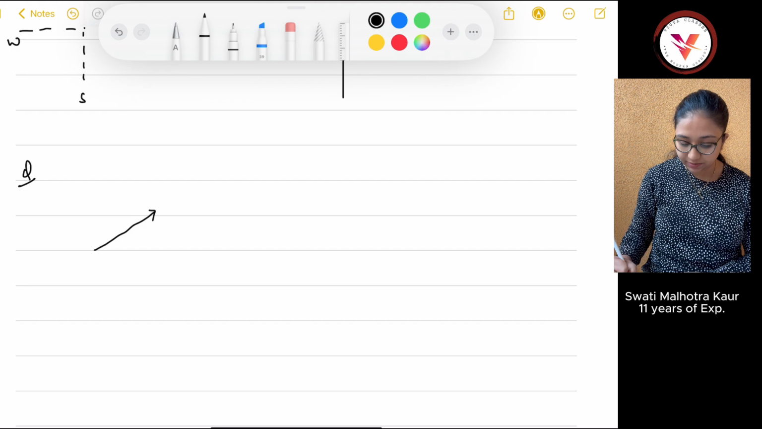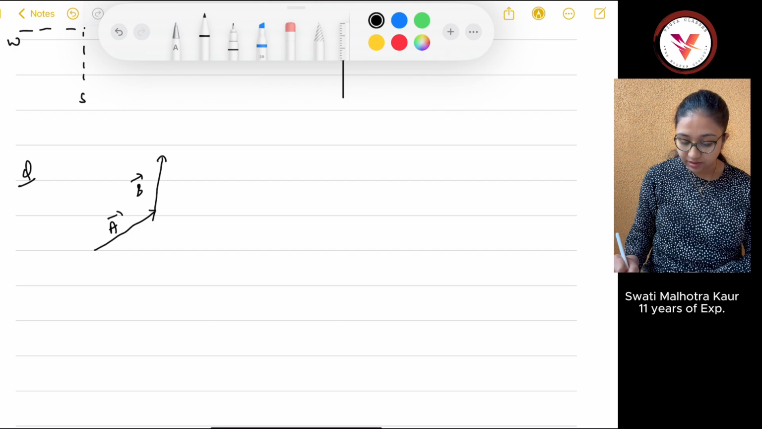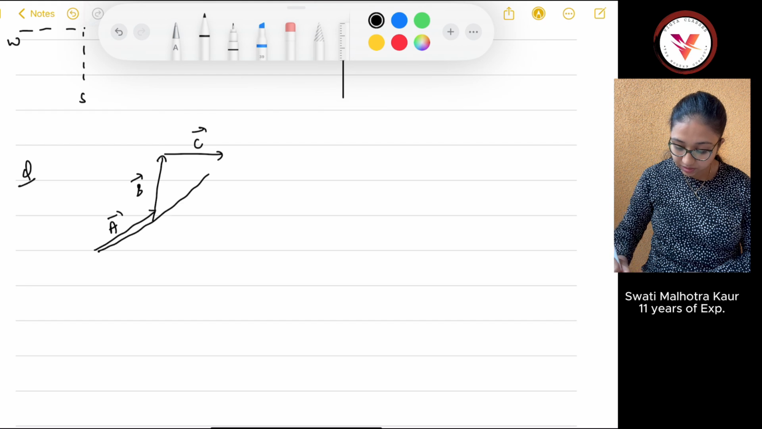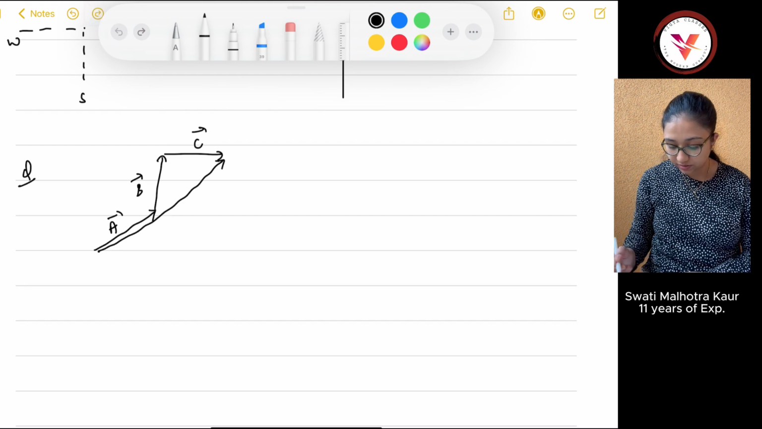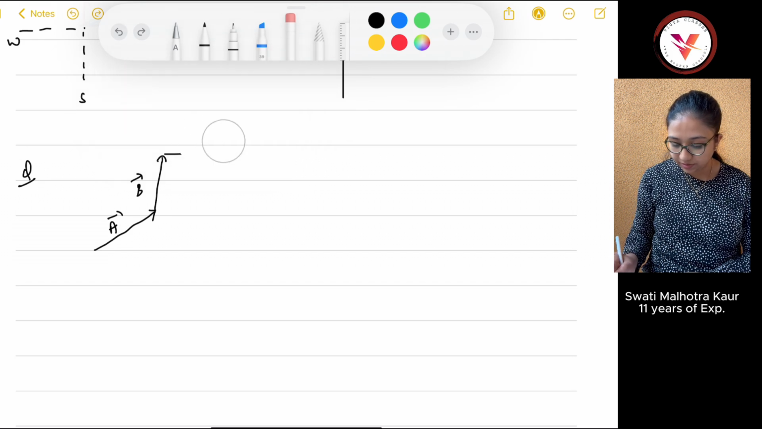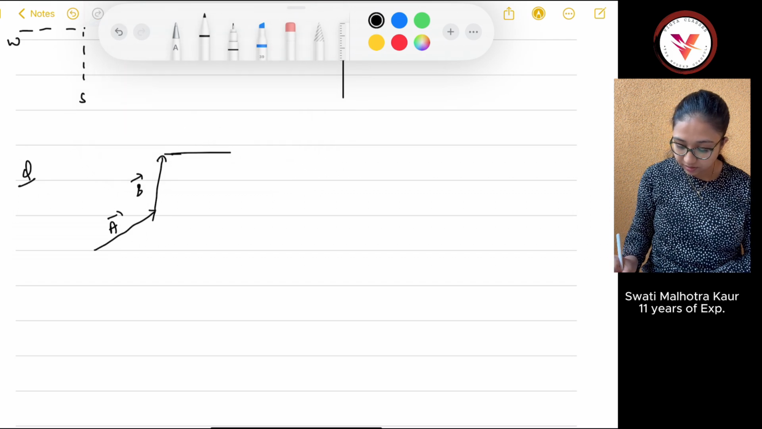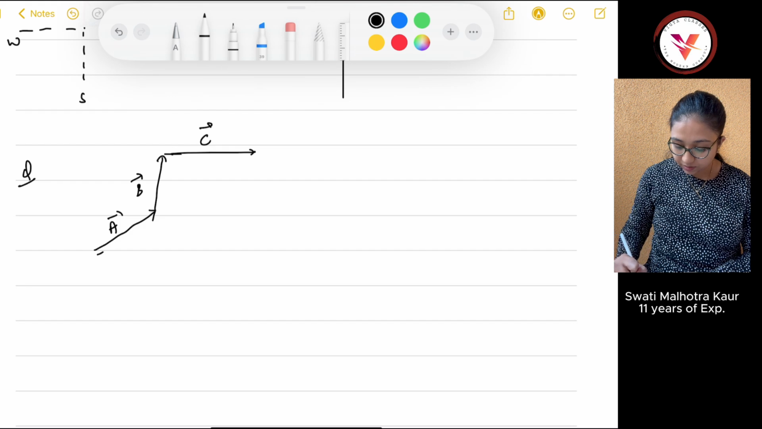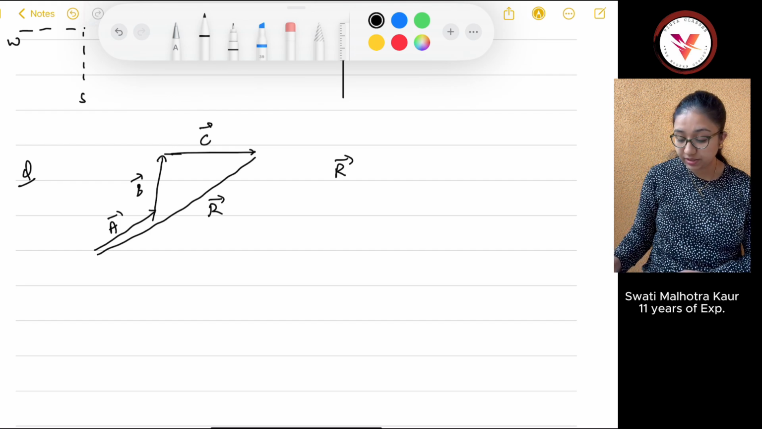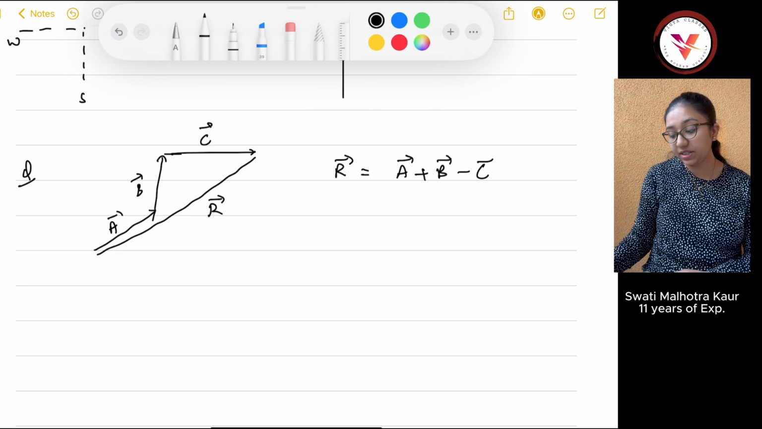Okay, the next question is, let's say if you have a vector something like this. This is the A vector, this is your B vector, and this is your C vector. Okay, all in the same direction. Then something like this gives you the resultant. Wait, let's make the C vector a little longer. So this gives you what? The resultant vector. Now if you have to calculate this resultant as A vector plus B vector minus C vector.